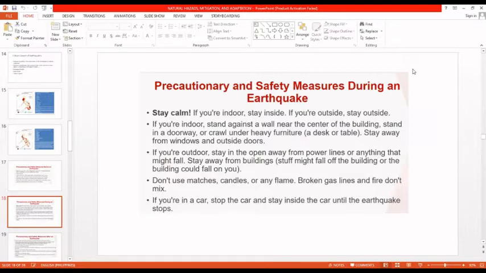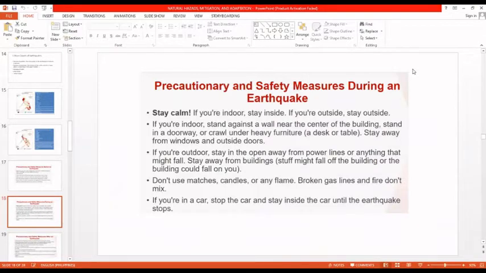So if you're indoors, stay against the wall or near the center of the building, stand in doorways or crawl under heavy furniture, or yung sinasabi natin duck, cover, and hold. Basta mabuti na ang nasa ilalim ka ng desk or table para yung mga debris na mahulog sa kisame or sa mga bubong ay hindi ka matatamaan.